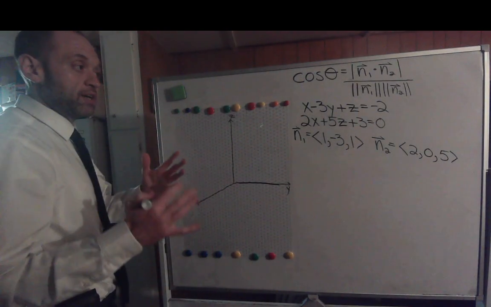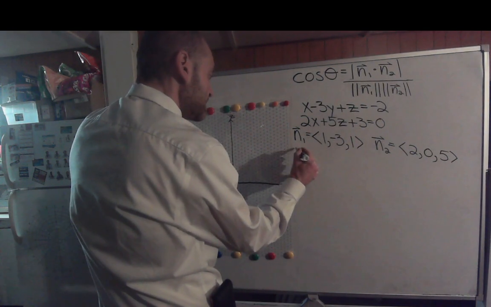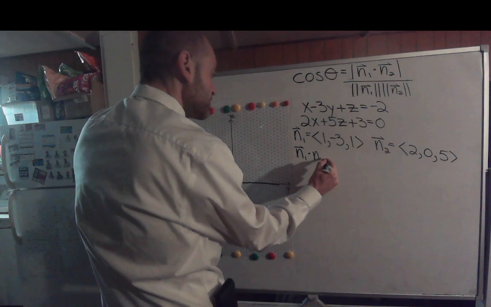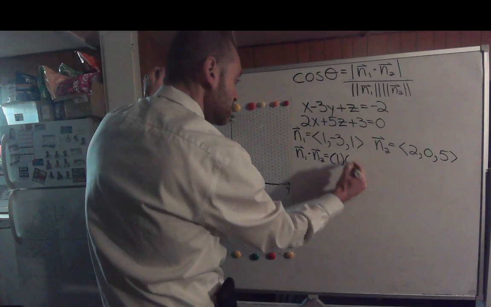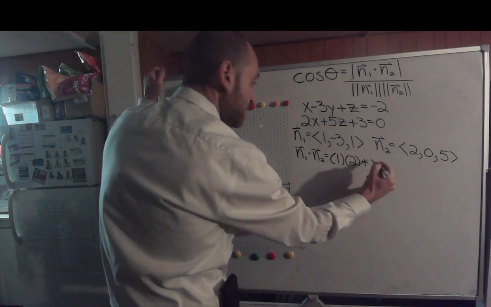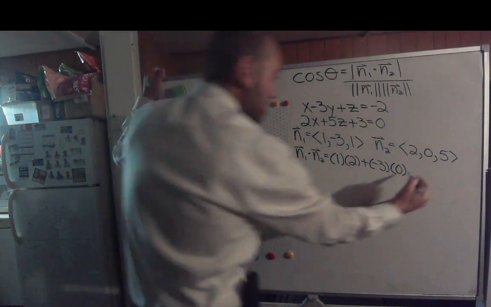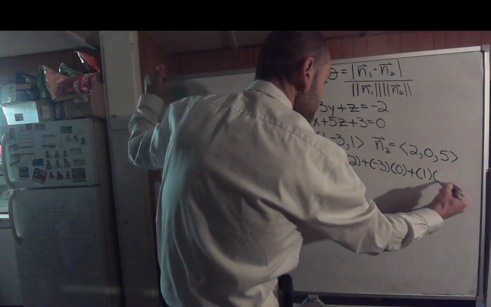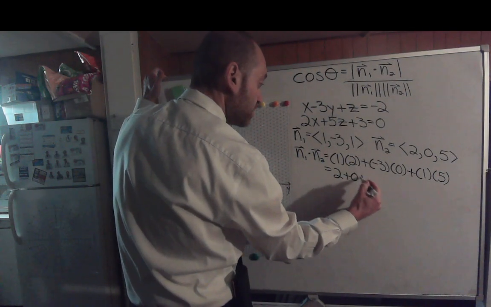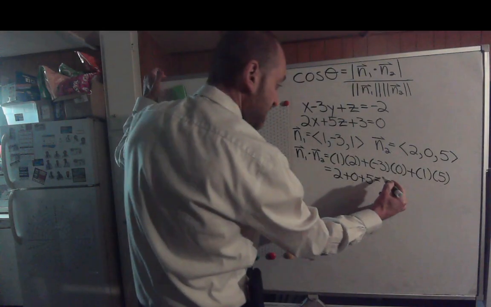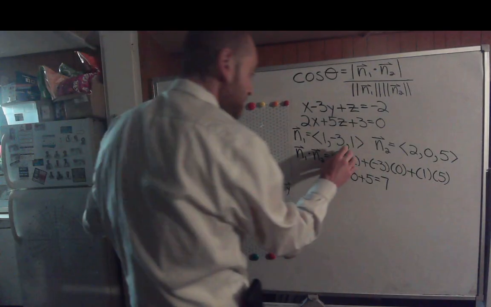Now that we got the vectors, let's take the dot product of both of those. So take the dot product of these two vectors. We'll take 1 times 2, plus -3 times 0, plus 1 times 5, which would give you 2 plus 0 plus 5, giving you the dot product to be 7. So the dot product of these two vectors is 7.